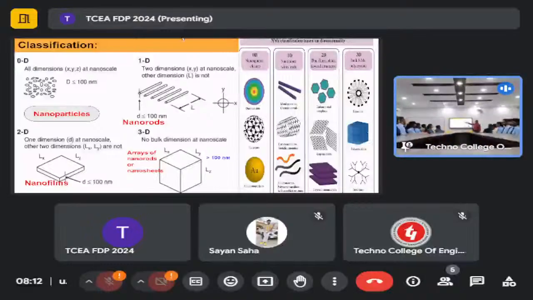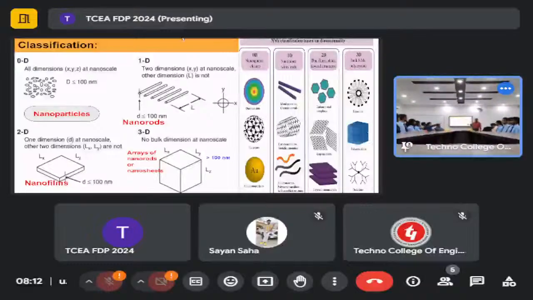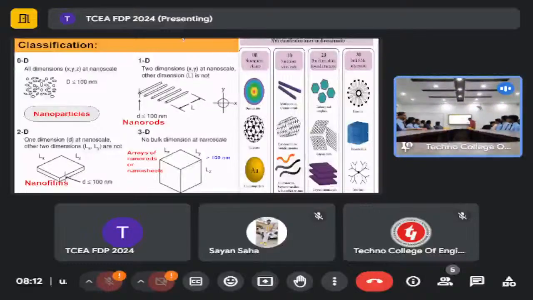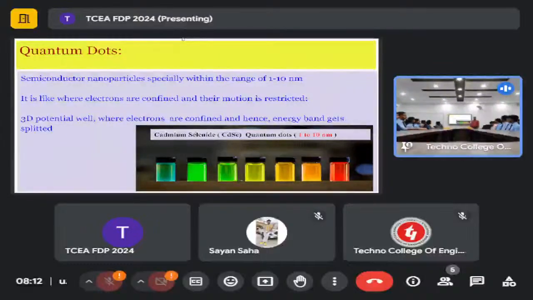But zero dimensional means nanoparticles, one dimensional means nanorod, two dimensional is an actual nanosheet or thin sheet, and three dimensional means from a nanorod material we have a spike-like structure. So we can say that there are zero dimensional, one dimensional, two dimensional, or three dimensional nanomaterials. Let me talk about only the zero dimensional one. And related to the zero dimensional, we may have quantum dots.